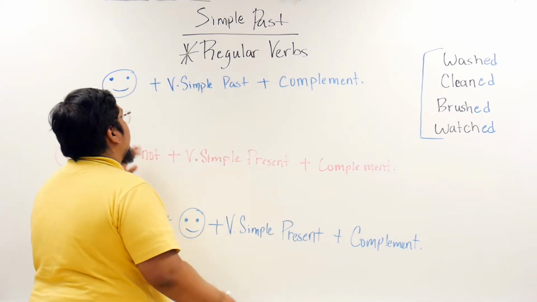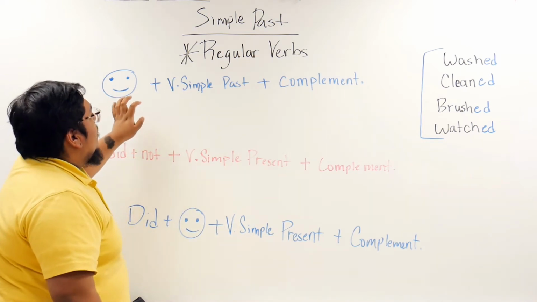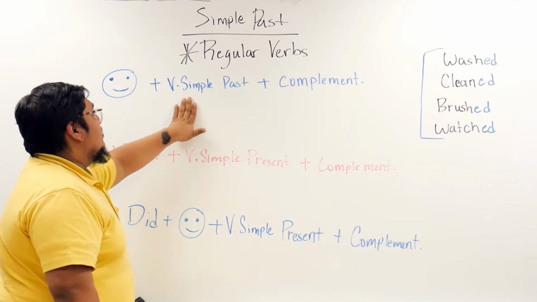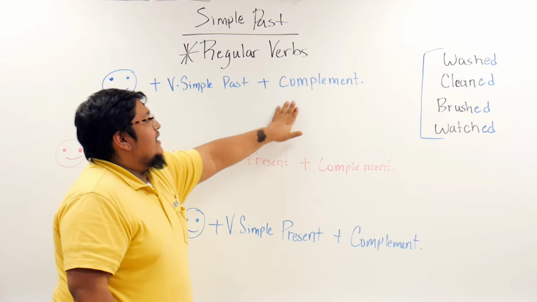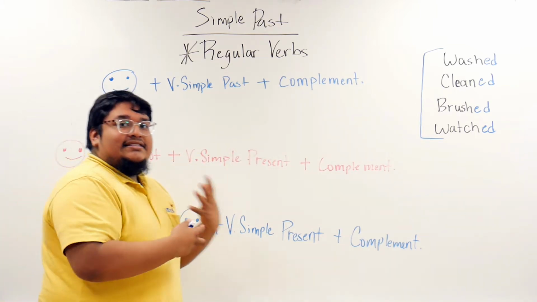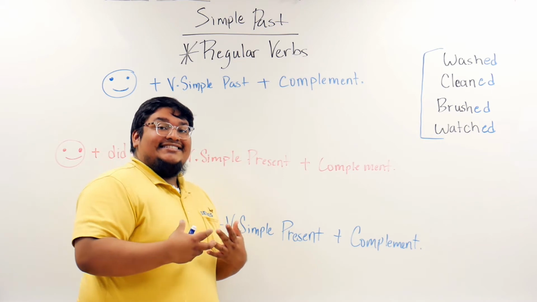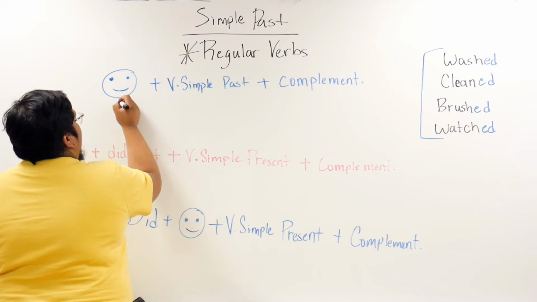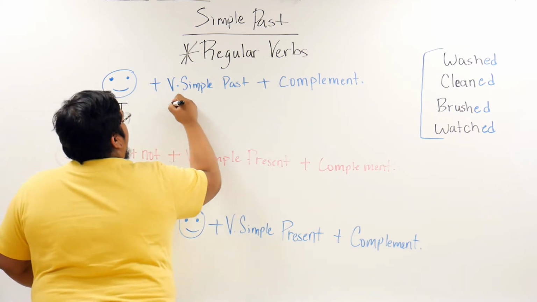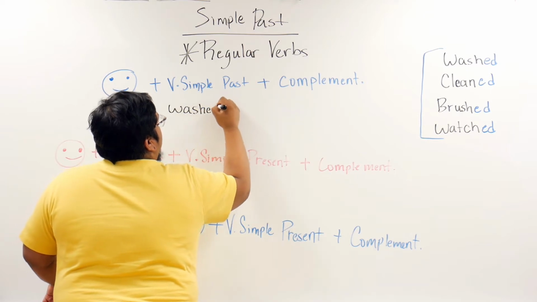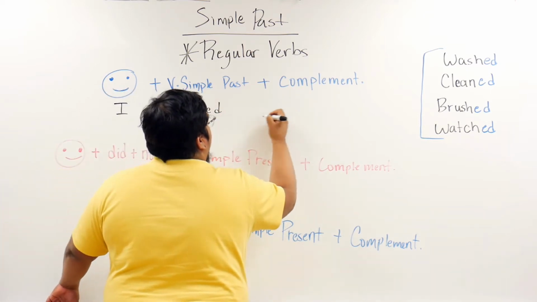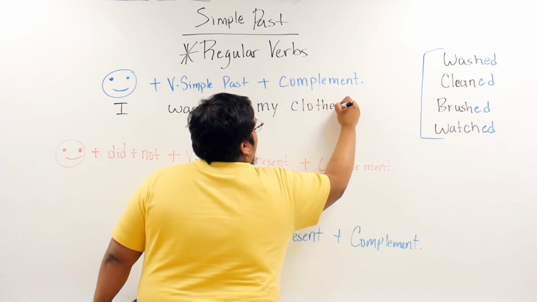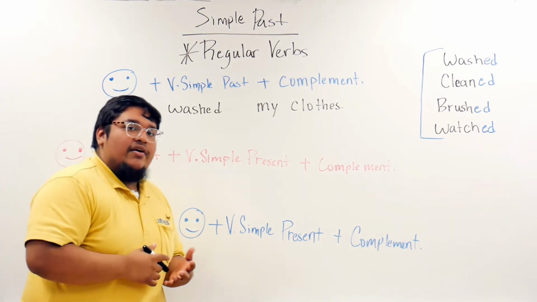Okay, so how do we make sentences? Well, let's look at our formulas. For positive sentences, we need the subject, the verb in simple past, and a complement, something that adds a little bit more information or backs up your idea in the sentence, okay? So let's look at the word wash. So I can say I, and you can say washed. Remember, we need it in simple past, so I washed my clothes. Good, right? I needed to do laundry, I washed my clothes.